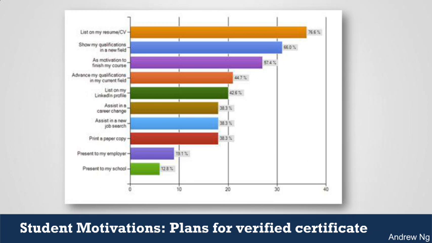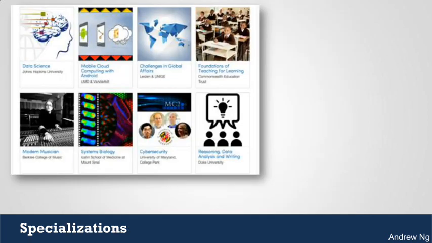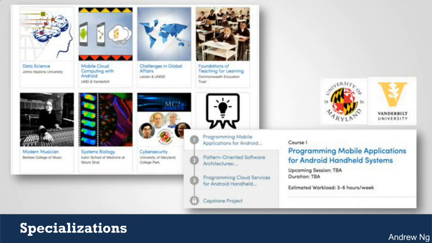Building on that, one of the things we've seen recently is that starting in January, a number of our university partners have announced specializations in which learners can take not just a single course, but a sequence of courses, complete a capstone project, and earn a specialization certificate. Maryland and Vanderbilt are offering a specialization in Android mobile programming, and over 200,000 students have signed up for the first course. 8,000 of them have signed up to earn a verified certificate.